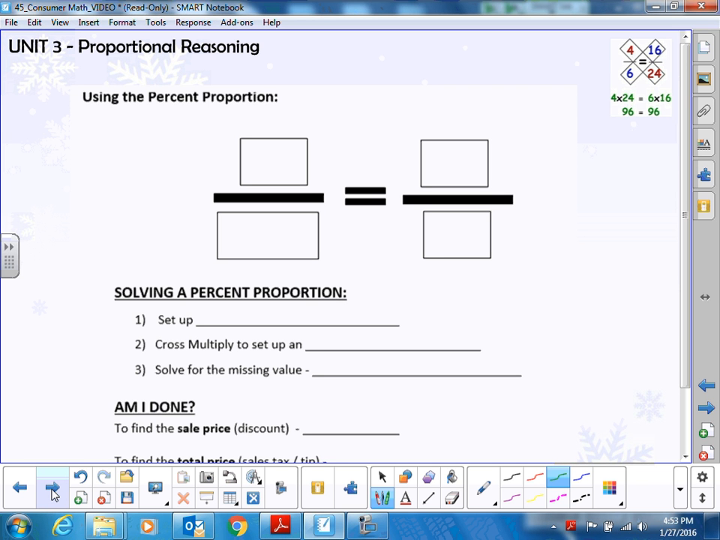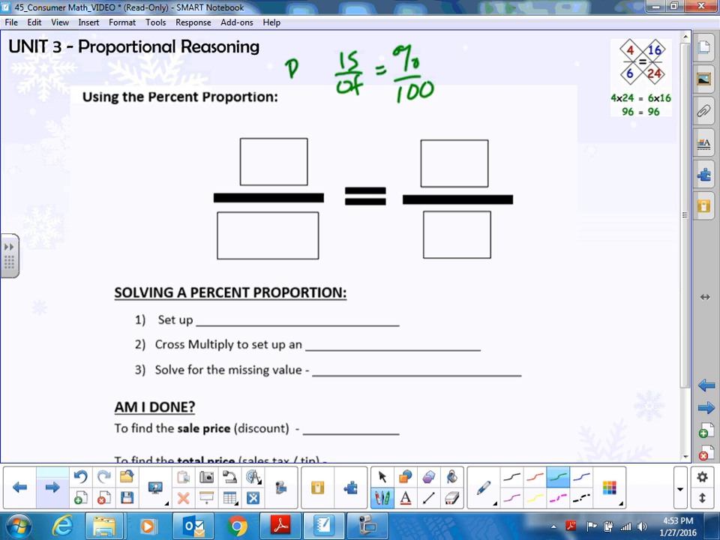So with consumer math, we're going to be using a percent proportion because this is always talking about percents. When you talk about tax, it's a 5% tax, or tip is 20% typically if you're in a restaurant, if they're good. And when you're talking about a discount, if you've gone to a store and you say 50% off, that means everything's half off. So we're going to use the percent proportion, which of course is is over of equals percent over 100.